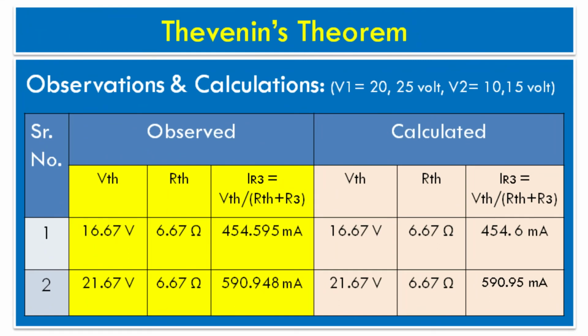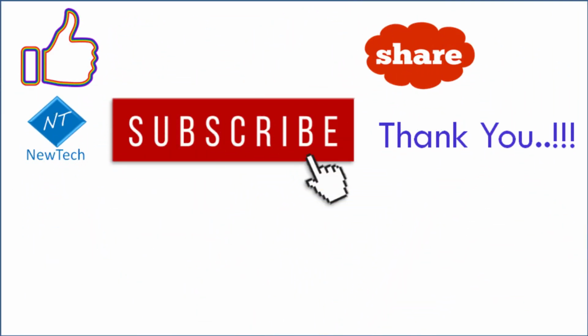Then let's see the observations and calculations. For two sets of values of voltage V1 and V2, we measured Thevenin's voltage and Thevenin's resistance. We also constructed the Thevenin's equivalent circuit and measured current IR3, which is flowing through resistor R3. For calculations of Thevenin's voltage, Thevenin's resistance and load current, refer to the video link given in the description. In this video, we have performed the practical of Thevenin's theorem.